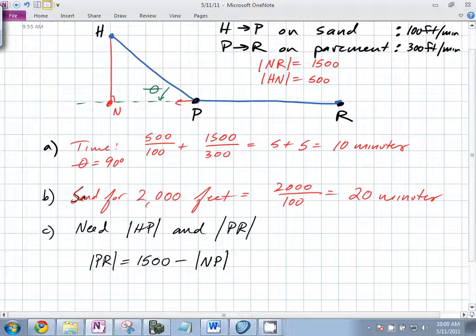You know that PR is equal to 1,500 minus what, in terms of this diagram? NP, yes, that's correct. That is absolutely correct. So if we find NP, can we find PR? What other relationship could we come up with? How about tangent of theta is equal to what? What is tangent of theta going to be?